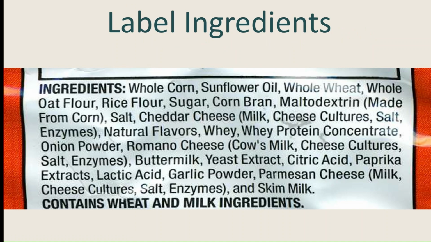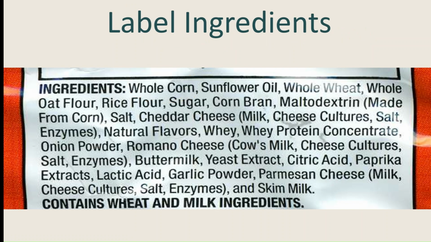So in addition to the nutrient list, labels will show the ingredients. And here's an example of an ingredient list from a flavored whole grain chip. Now, ingredients are listed on the label by weight of the ingredient, not by volume. So the order goes by weight. The ingredient that weighs the most will be listed first. So in this example, whole corn is the first ingredient, which means it weighs the most of all the ingredients.